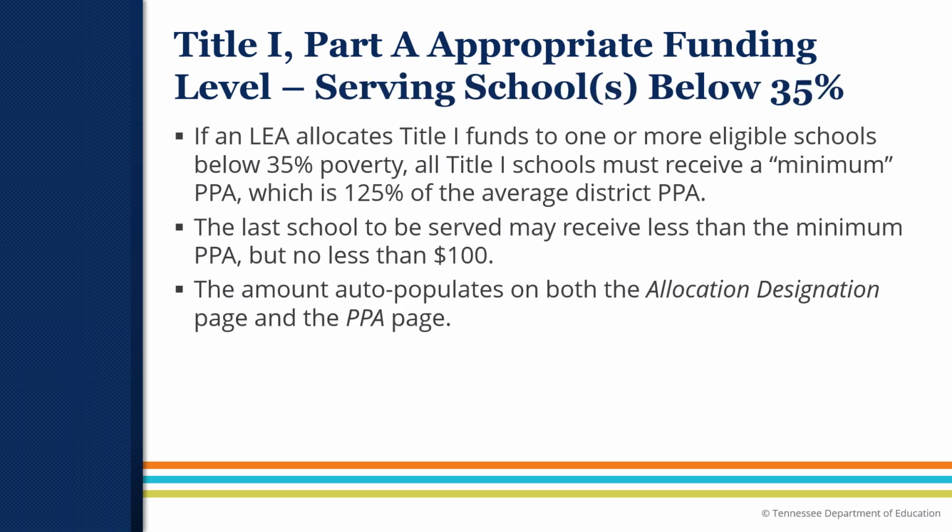If an LEA does decide to serve a school that falls below 35%, then a minimum PPA, which is 125% of the average district PPA, must be utilized. And what that means is every school except the last one served has to have that 125% PPA rate. And of course, the last school served cannot be less than $100. And the automatic PPA rate is on both the allocation designation page and the PPA page.